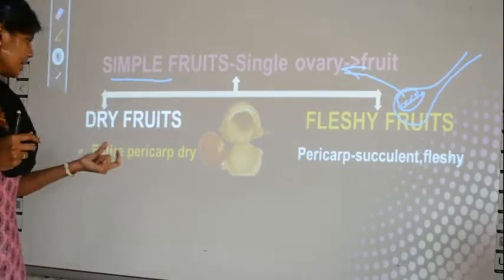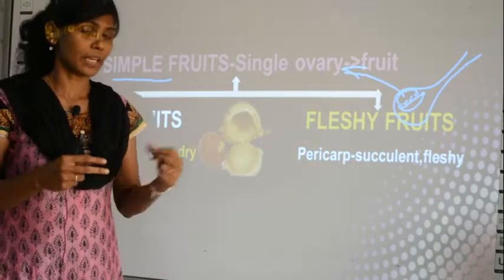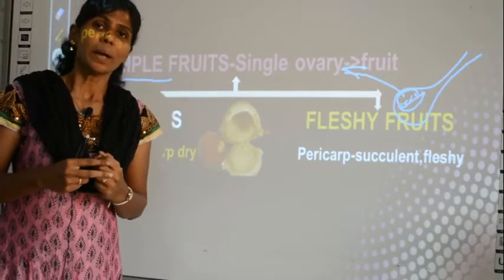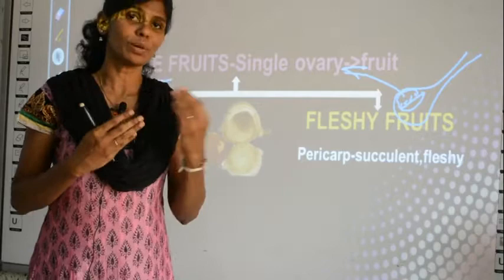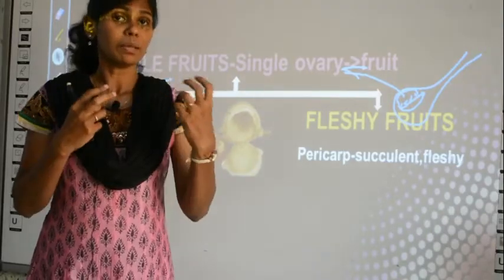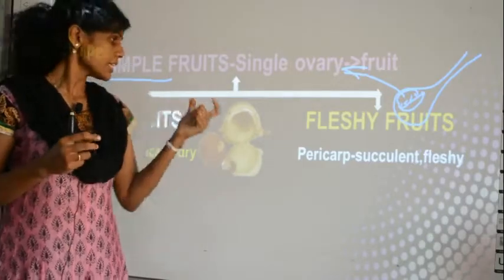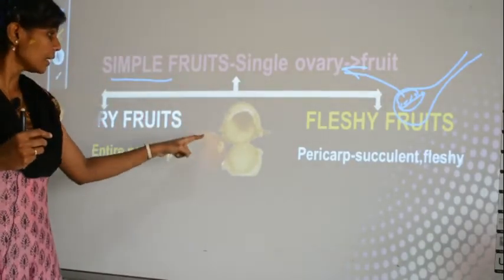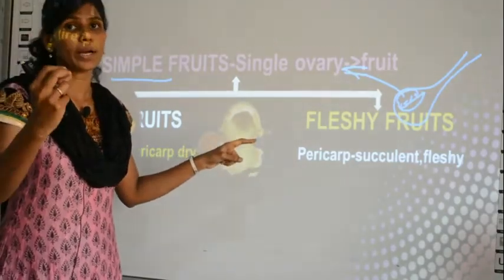See what is given, the entire pericarp is dry. What is pericarp? In our previous slide we have studied pericarp is the edible portion. Usually, the edible part in a fruit is juicy or succulent in nature, right? Whereas in dry fruits, see this is the pericarp. This portion you eat is very dry.